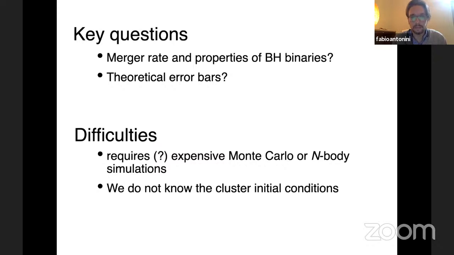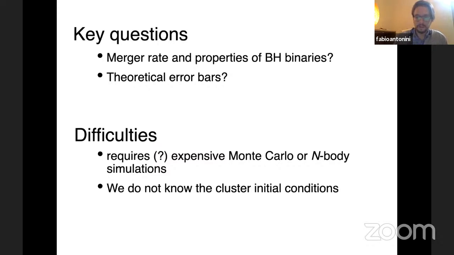And the other key is that we don't really know the cluster initial conditions. We don't know the cluster initial mass function, and we don't know their initial properties at formation. And so in order to really address the theoretical error bars associated with this process of black hole binary merger formation, we need to explore a very large portion of parameter space, which translates into the need of running millions of cluster models in order to properly address the merger rate and place theoretical error bars on these estimates.